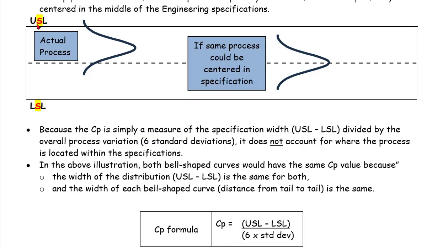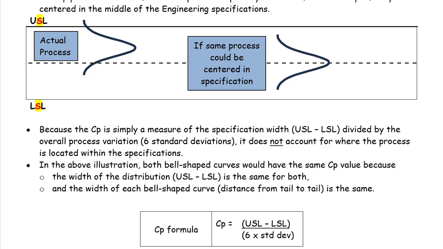Notice here I'm using specification limits. These are not control limits. This is just what the engineering people want. Upper specification limits, lower specification limits. Just some comments. Because the CP is simply a measure of the specification width divided by the overall process variation. Overall process variation is 6 standard deviations. It does not account for where the process is located within the specifications. I've talked about that already.